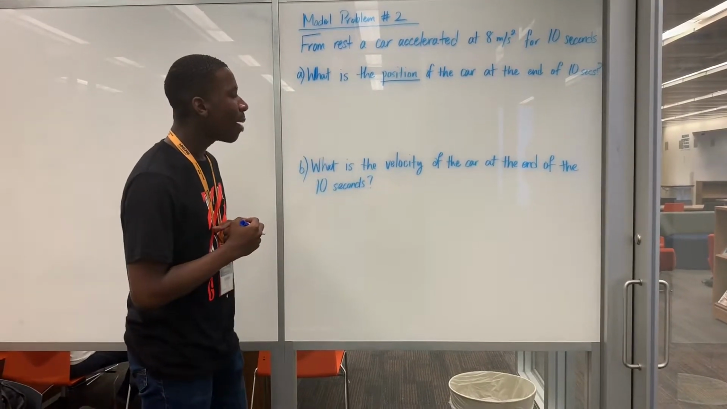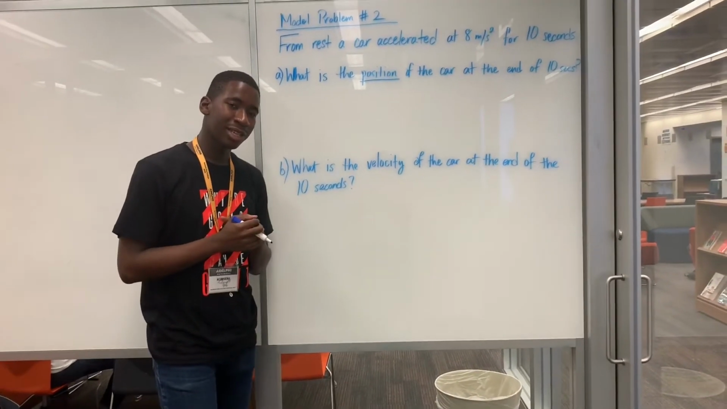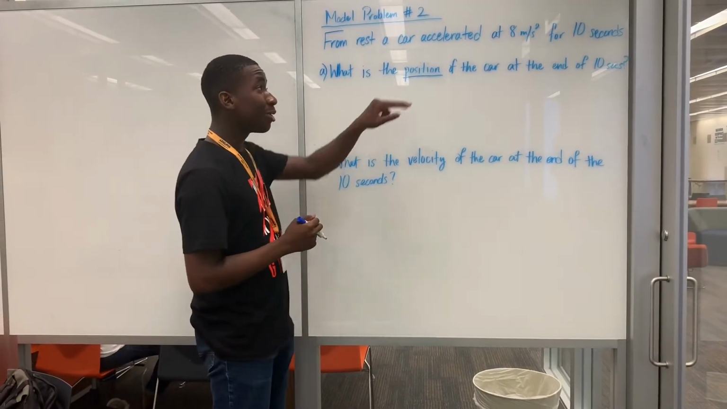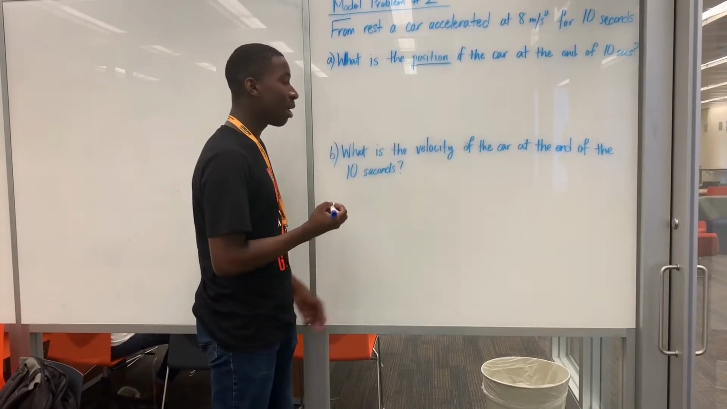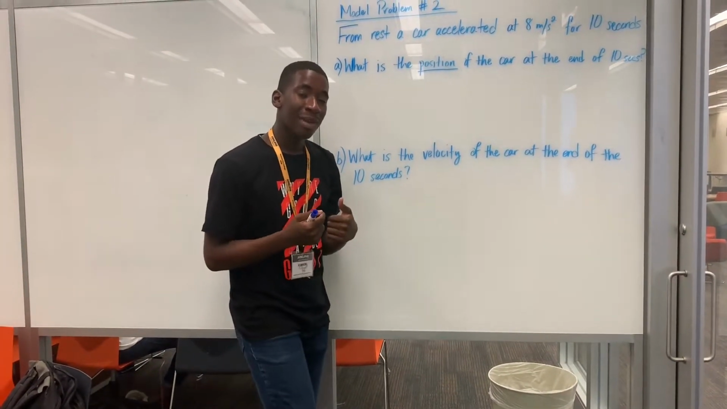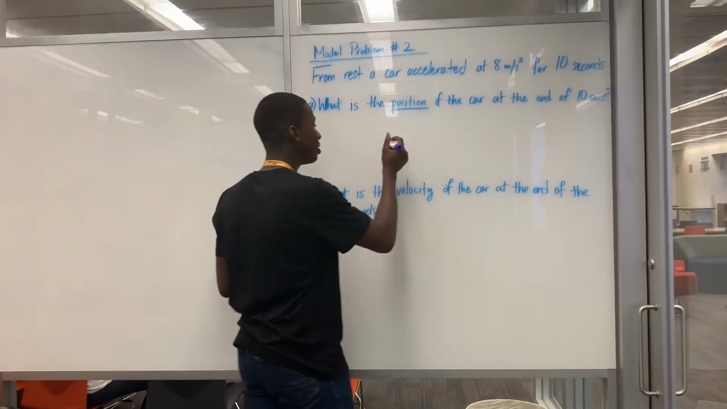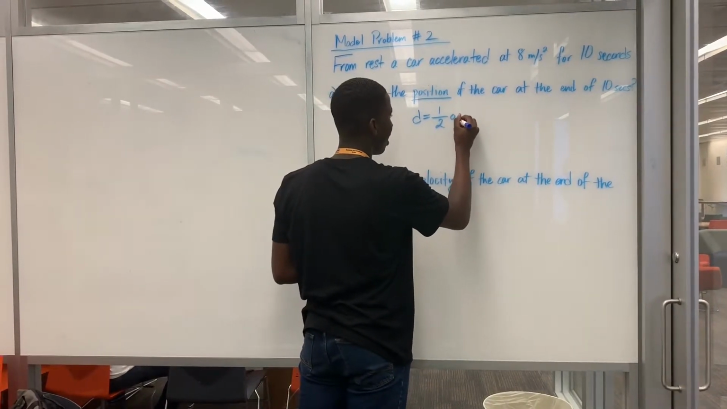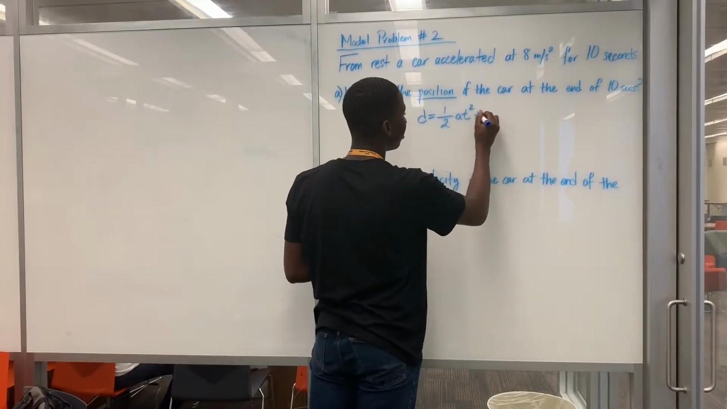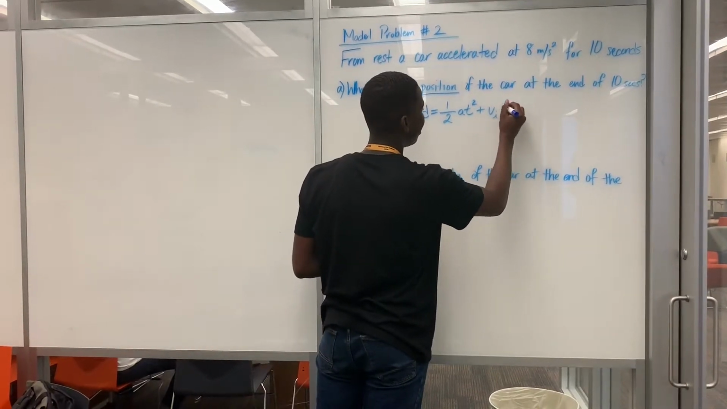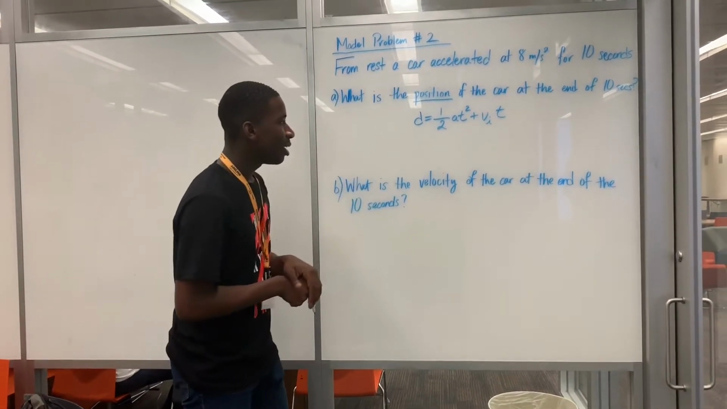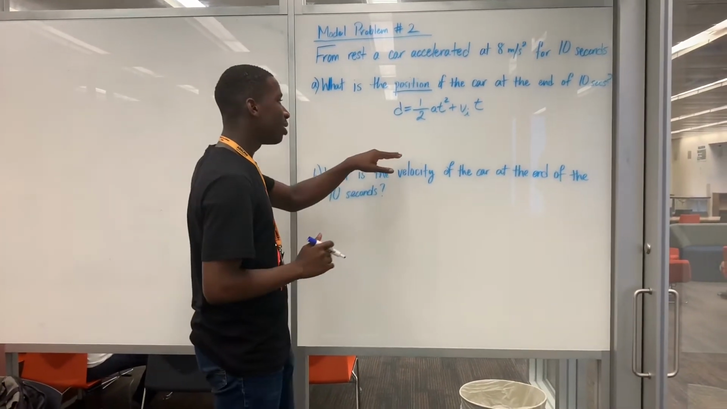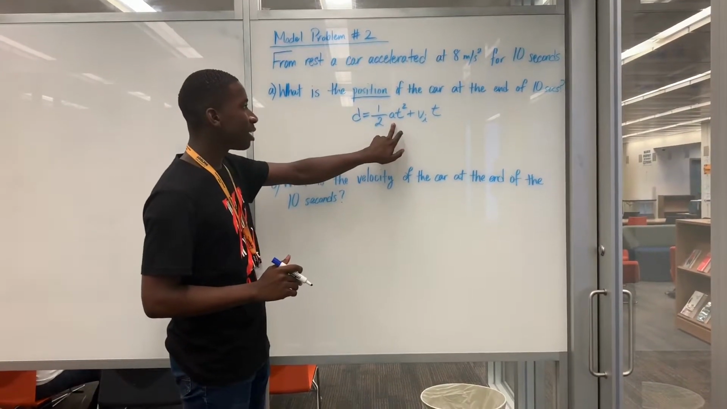So I'm also gonna examine what type of motion this is. Is this linear motion or is this accelerating motion? Key word, the car accelerated. So I'm gonna use the distance formula from accelerated motion, which is d is equal to 1/2 a t squared plus v_i t. Now, these terms may look a little crazy to you, but we're gonna work it out together. So a here is the acceleration.